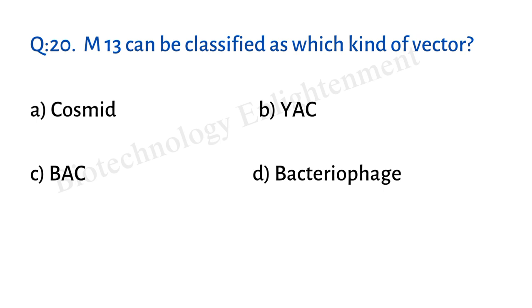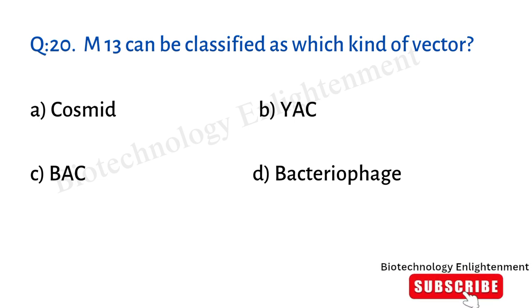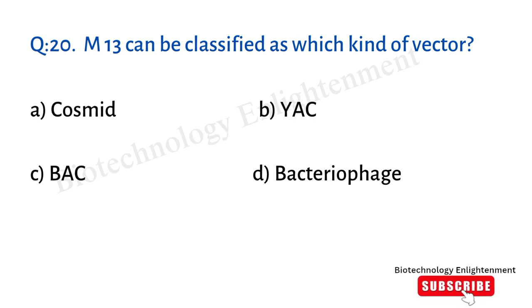Question number 20. M13 can be classified as which kind of vector? Option A, cosmid. Option B, YAC, which means yeast artificial chromosome. Option C, BAC, which means bacterial artificial chromosome. Option D, bacteriophage. M13 is a cloning vector derived from the M13 bacteriophage. So the correct answer for this question is D. It's a bacteriophage type of vector.